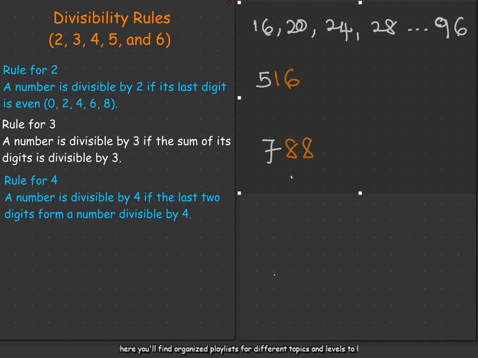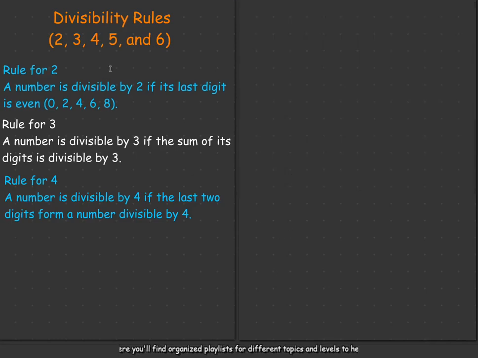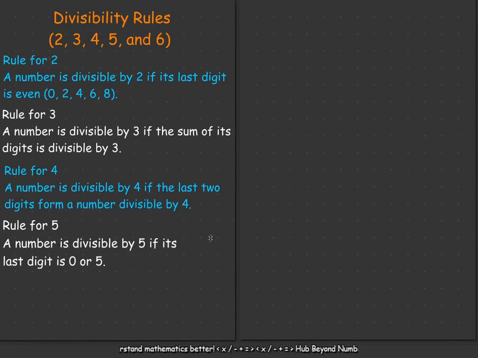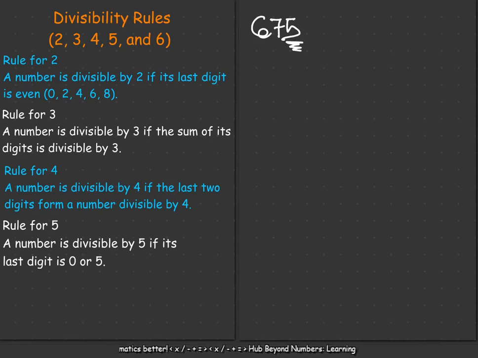For 5, it is very, very simple, as you would see. So let me write that down. The divisibility rule for 5 says a number is divisible by 5 if its last digit is either 5 or 0. So any number that doesn't end in 5 or 0, 5 cannot divide it. Hence, if we take 675, we ask ourselves, is it divisible by 5? Yes, because the very last digit is 5 or 0. Hence, this number as a whole is also divisible by 5.